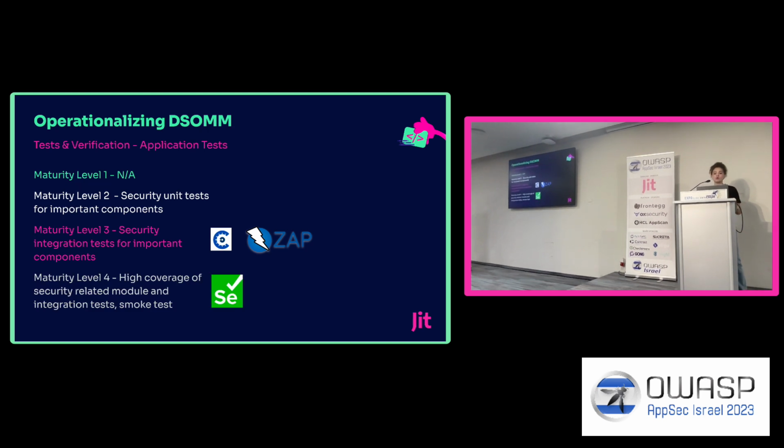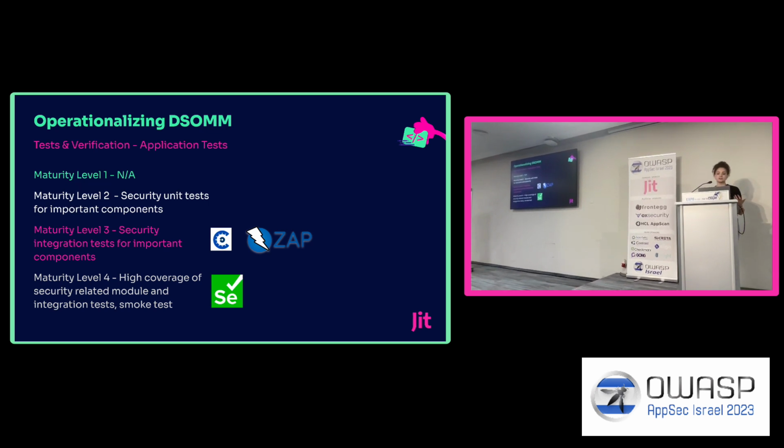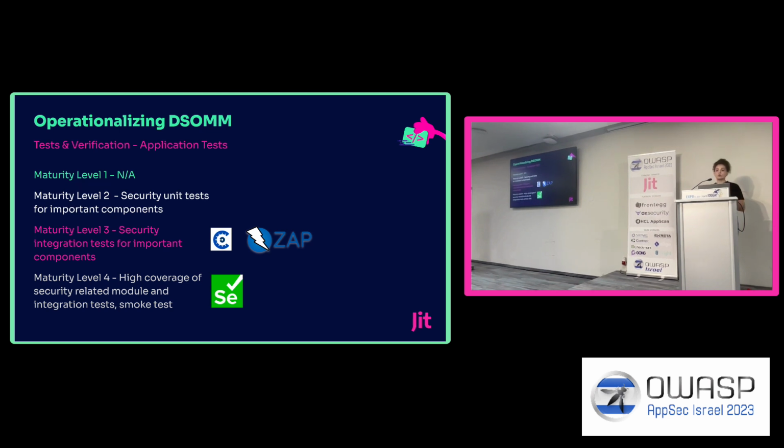And for maturity level 4, this is high coverage of security-related module and integration tests, and smoke tests. Basically, we need to have stability and functionality testing integrated into the development process. And we did that by using Selenium scripts for our smoke tests.